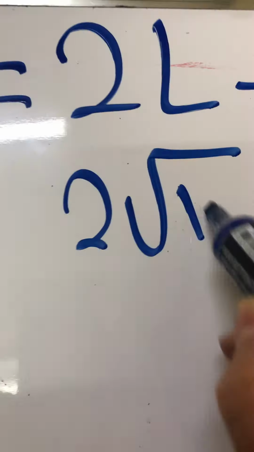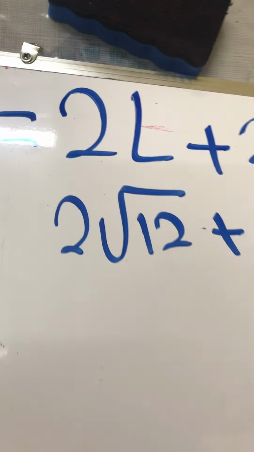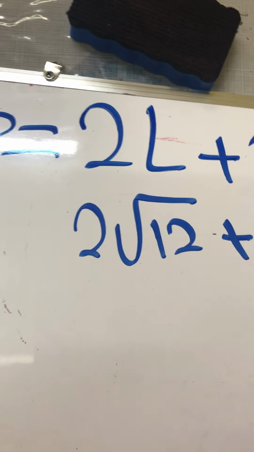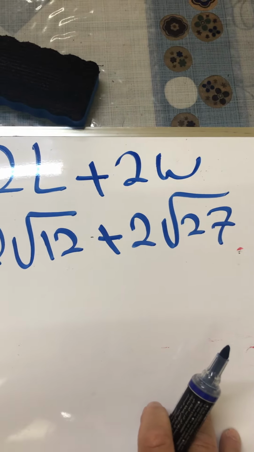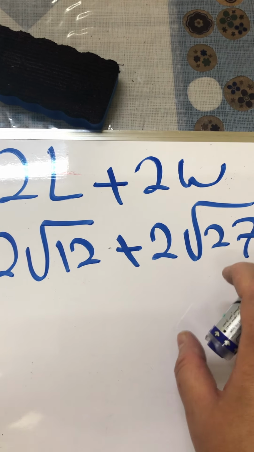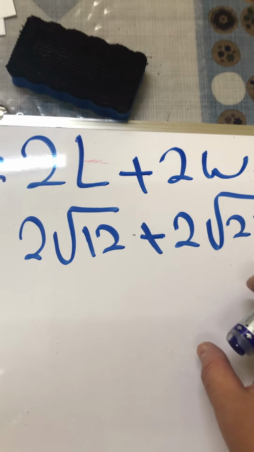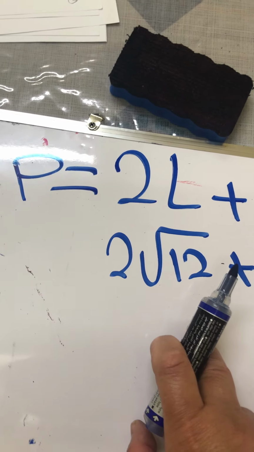Perimeter equals 2L plus 2W. So I'll take 2 square root of 12 plus 2 square root of 27. That's okay, but I can't add the square root of 12 and the square root of 27. So I want to factorize this square root of 27, and also factorize this square root of 12.